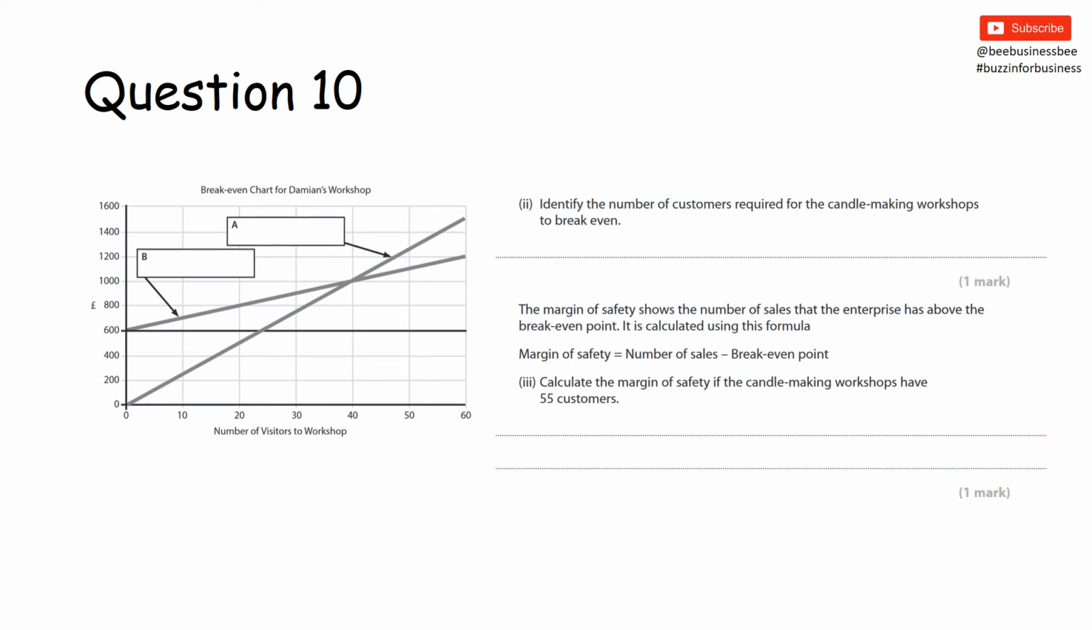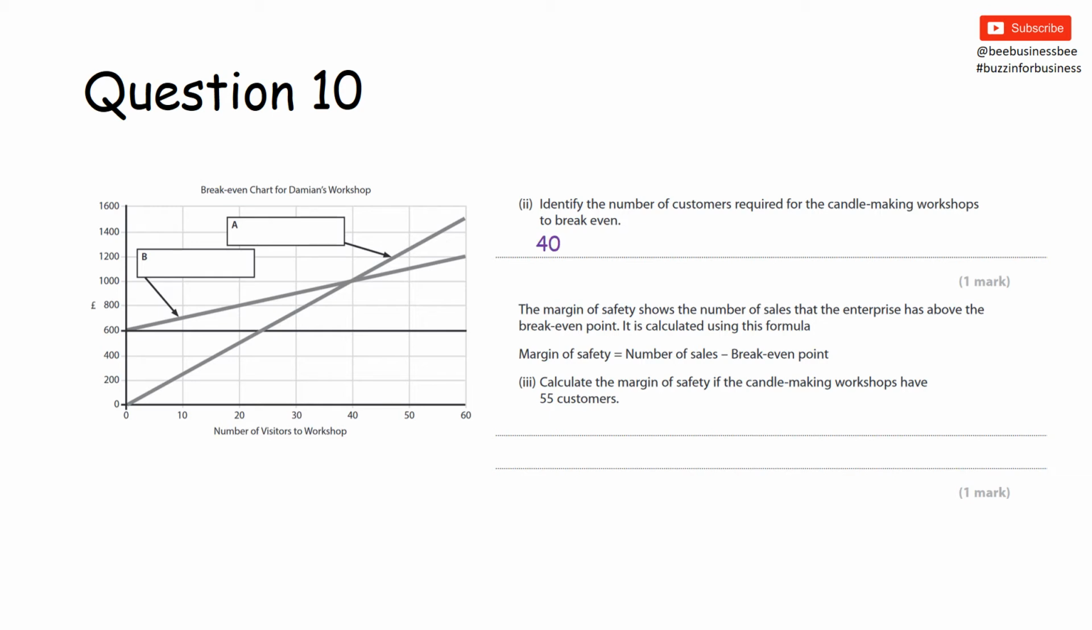So in day 9's question, you actually correctly completed the break-even chart, and today you've been asked to do 2 parts. Firstly, you need to identify the number of customers required for the candle making workshops to break even. So in other words, how many customers do they need to break even? And secondly, you need to calculate the margin of safety, and you actually have been given the formula to help you do that. Pause the video whilst you do that.